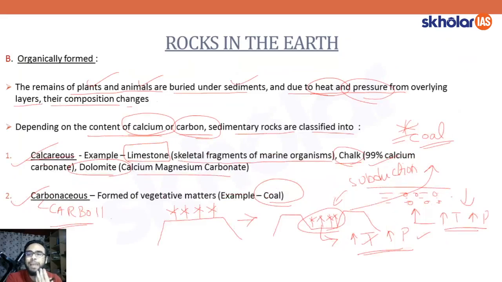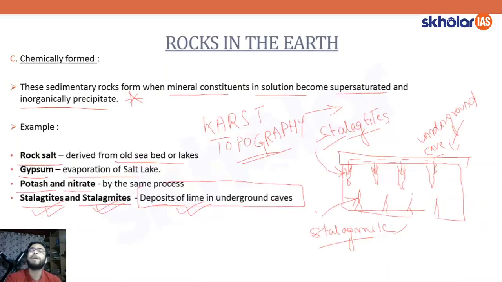Then we have organically formed, which are classified into two parts, that is calcareous and carbonaceous. Carbonaceous would include coal, and calcareous would include limestone, chalk, and dolomite. Then we have chemically formed, which is formed by the process of supersaturation and inorganic precipitation of what? Of mineral constituents. Examples would be rock salt, gypsum, nitrate, then potash, stalactites and stalagmites. Stalactites and stalagmites are deposits of lime in the underground caves, and the whole topography is called karst topography, which we'll talk about in later classes.